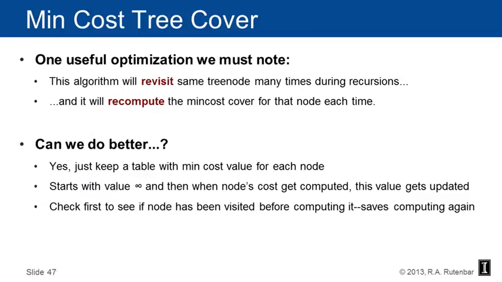There's one useful optimization that I have to note. I didn't do it in this algorithm, but it's very easy to add. This algorithm will revisit the same tree node many times during the recursions. In other words, it will recompute the minimum cost cover for that node every time. Can you do better? Sure. You make a table with the minimum cost value for each node, and it starts with infinity in every table element. And the first time you compute the minimum cost cover of a node inside the subject tree, you put it in the table. And then the next time the algorithm recursively tries to compute it, the first thing you do is you look in the table. You say, if I have computed this before, then just return it and don't do the work.